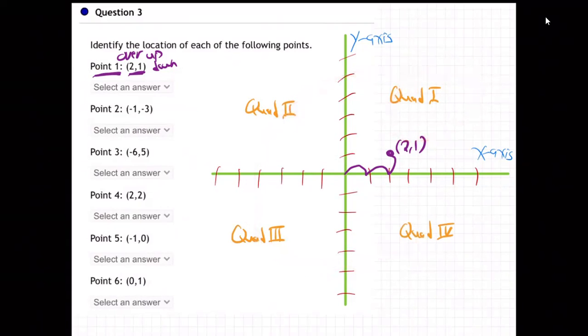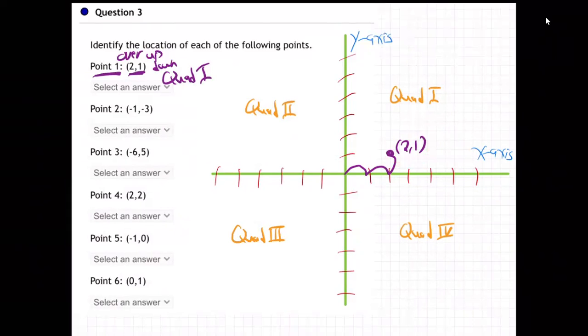And so what they're asking us, as we're saying, the point 2, 1, which is right here. Where is it? Is it in quadrant 1, 2, 3, or 4, or on the x-axis or the y-axis or the origin? Well, we can see that it is quadrant number 1, isn't it? So the point 2, 1 is in quadrant 1. Okay, how about the next one?